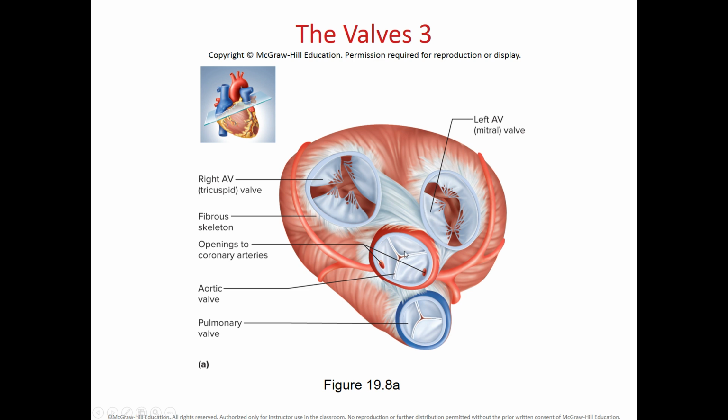And then in here we have the semilunar valves. So these will be the aorta, and then this will be the pulmonary valve. And this pulmonary valve and the aortic valve have three leaflets, as you can see here, 1, 2, 3. And then in here, at the base of the aorta, you have the openings for the coronary arteries, which are these that provide the blood supply to the heart.